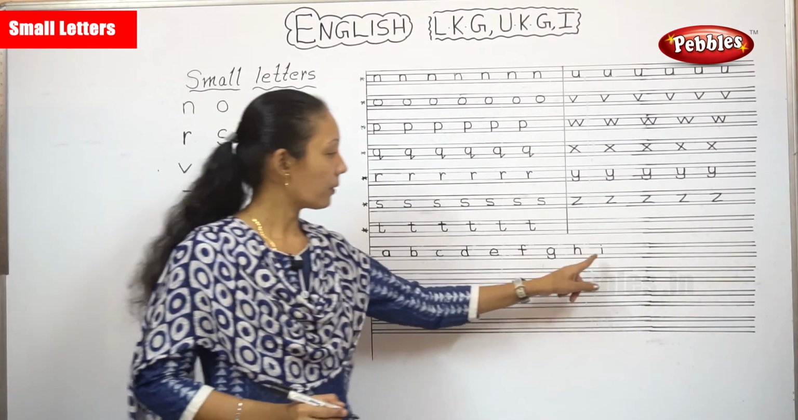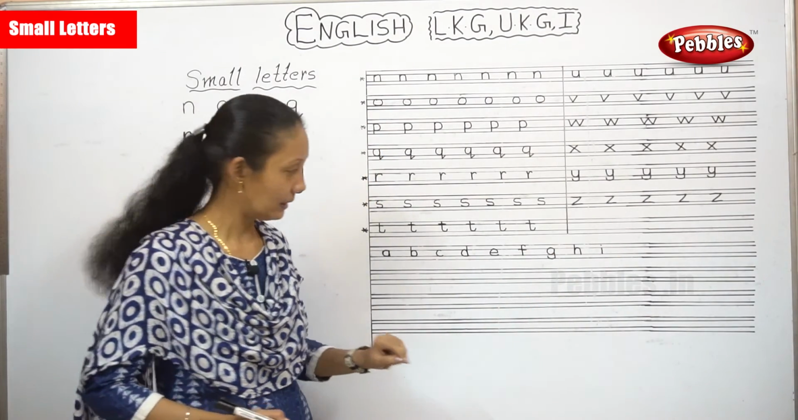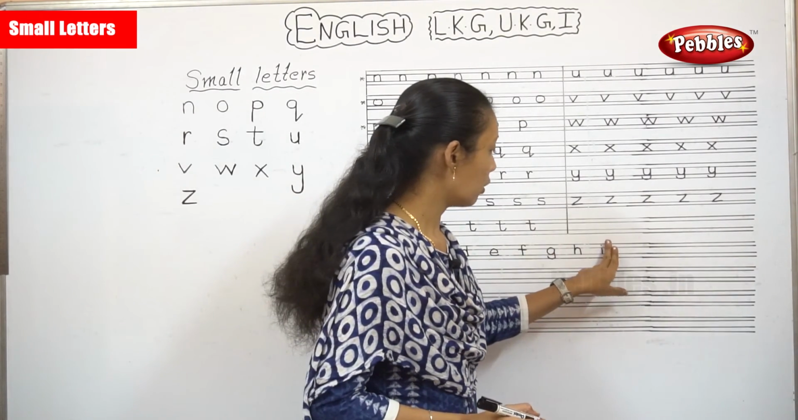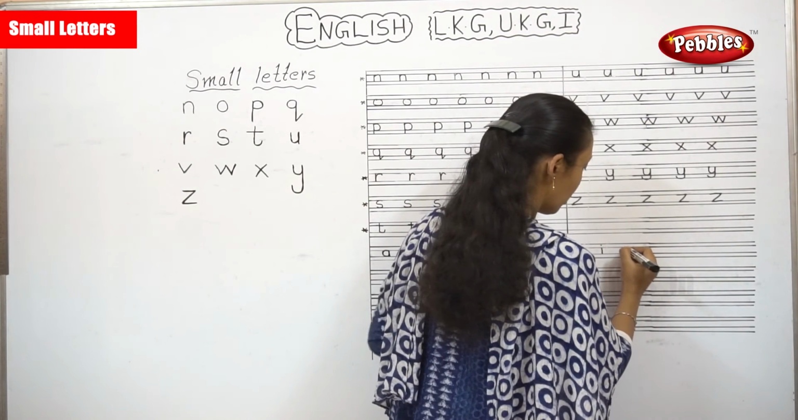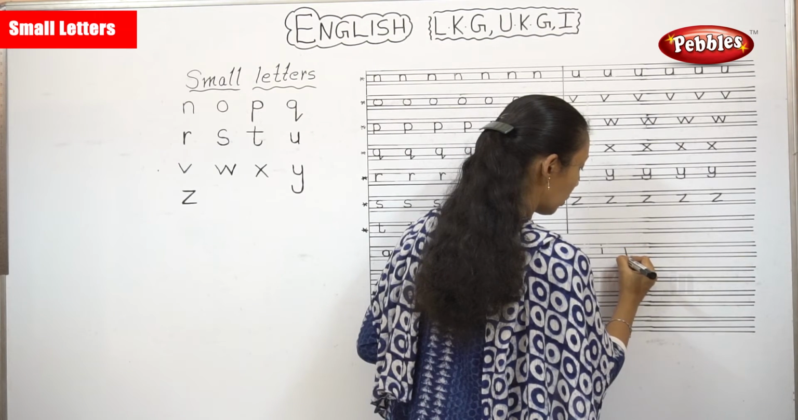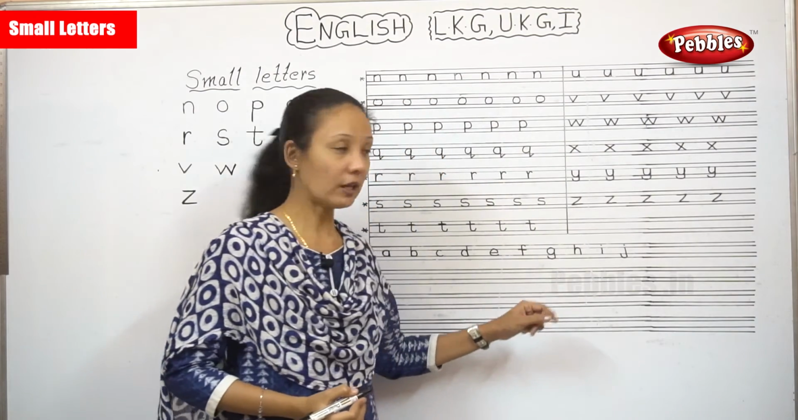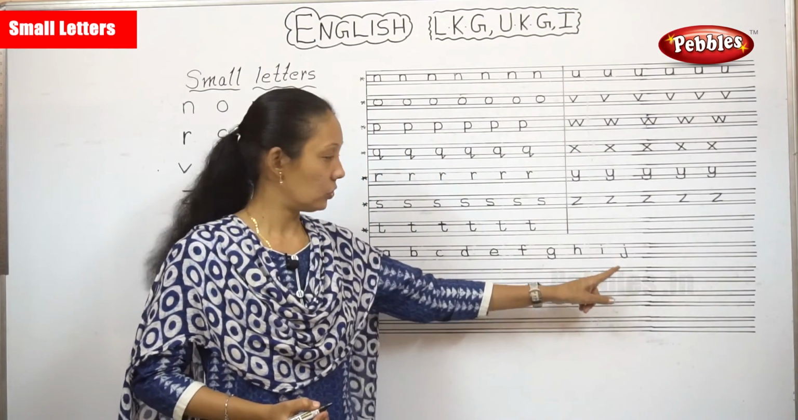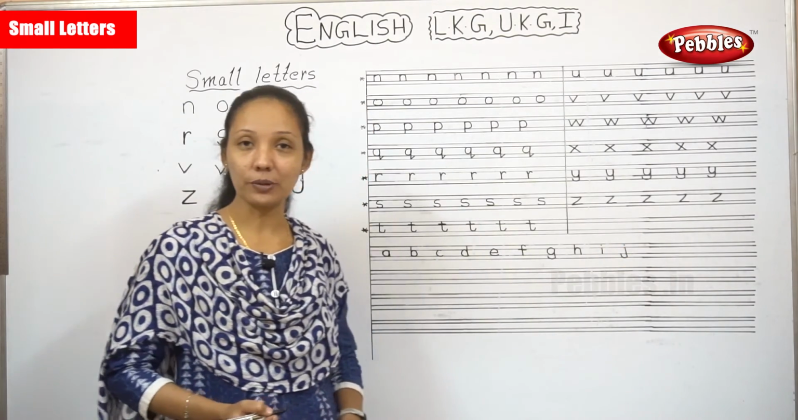I. What alphabet is this? I. Now after I, what's your next alphabet? Yes, you will place again your 2 fingers. Yes, J. So you will write from your 2nd line, come down, go up and the dot, it is J. What alphabet? J. Now, after J, your next alphabet.